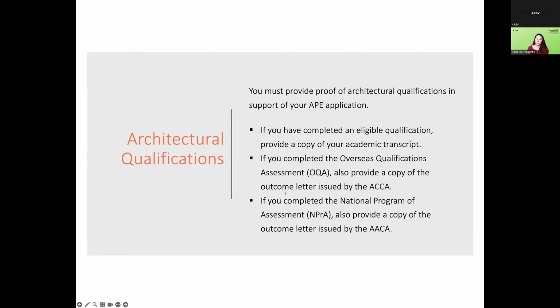You must provide proof of architectural qualifications in support of your APE application. If you have completed an eligible qualification, provide a copy of your academic transcript. If you have completed the Overseas Qualification Assessment, the OQA, also provide a copy of the outcome letter issued by the AACA. If you completed the National Program of Assessment, the NPrA, also provide a copy of the outcome letter issued by the AACA.